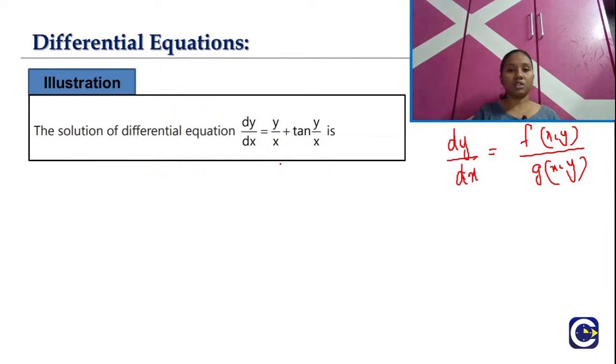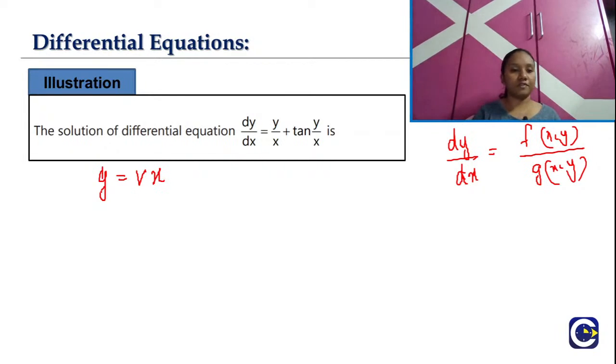So the given function, here we have to observe it is in the format of dy by dx is equal to f of x comma y by g of x comma y, which means both the variables are involved here. This is the homogeneous differential equation. So what will be the substitution here? y will be substituted as vx.